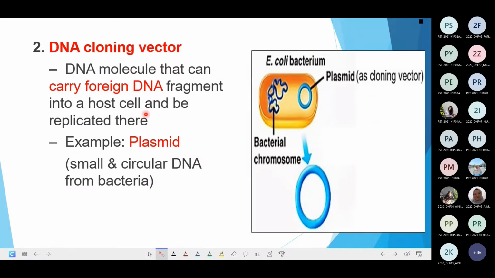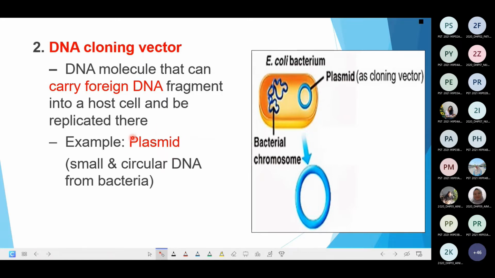Okay, and one example of a cloning vector will be a plasmid. Actually there are many types of cloning vector. For example, the bacteriophage. Another example will be the cosmid. But we will need to highlight this particular one, the plasmid. Okay, what is a plasmid?